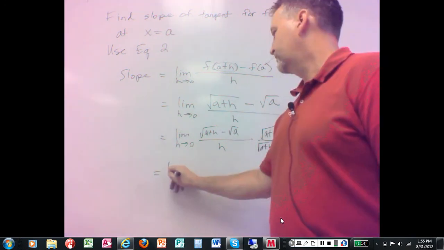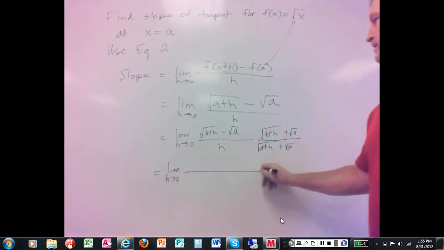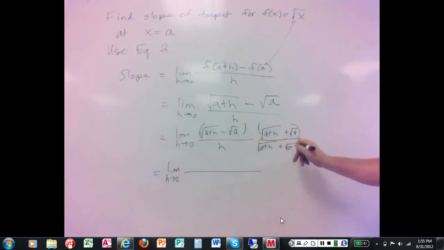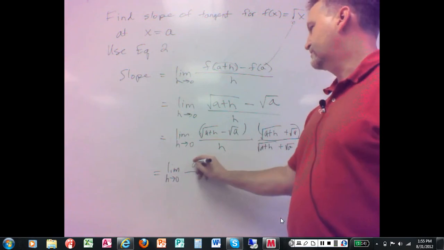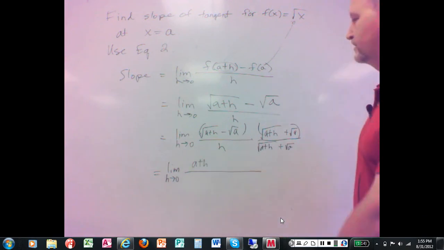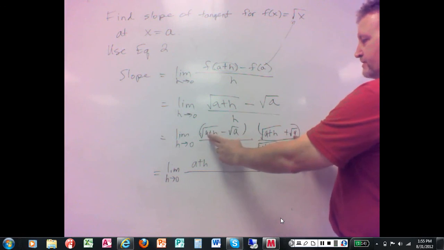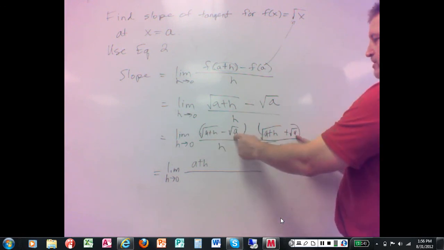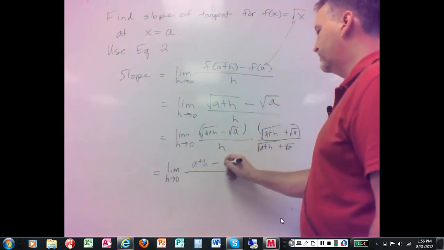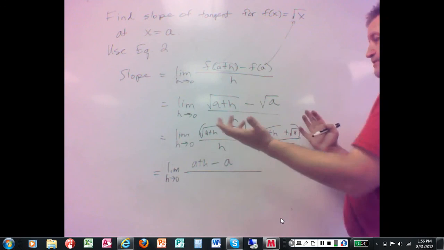And so nice things will happen. That'll give me the limit as h approaches 0. Well, if I multiply the top out, square root of a plus h times square root of a plus h, that's just going to give me a plus h. Then the middle two are going to cancel out, aren't they? Because I'm going to have a plus and a minus. So those will cancel. So that'll leave me just minus square root of a times positive square root of a. That'll be a minus just a, won't it? Negative times a positive is negative. Square root of a times square root of a is just a.